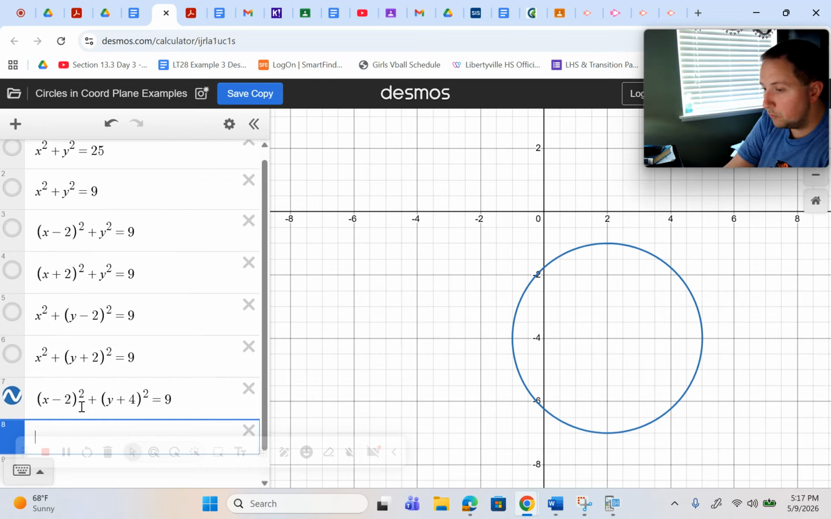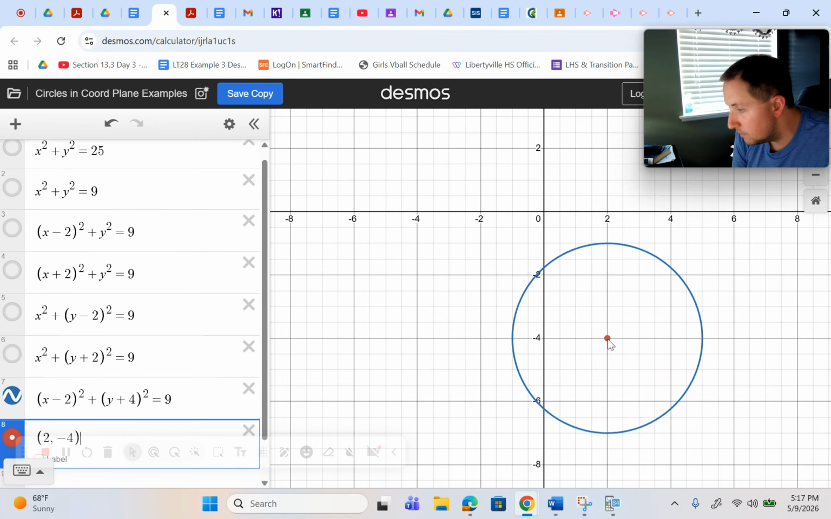And I'll even add that point so you can see it. Positive 2, negative 4, right there. Okay? So again, biggest takeaway here, you have to switch the sign from the equation. If you see a minus 2 here, the center is going to be at positive 2. If you see a positive 4 here, the center is going to be at negative 4 for y.